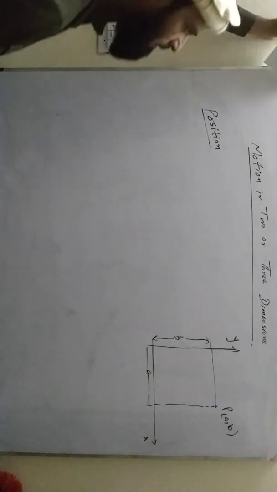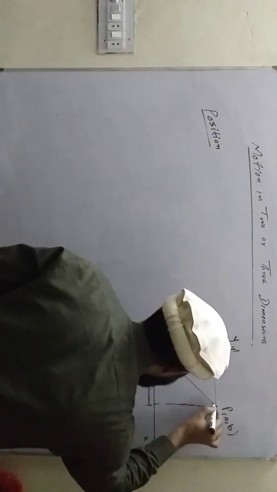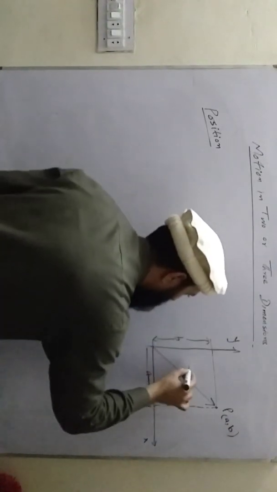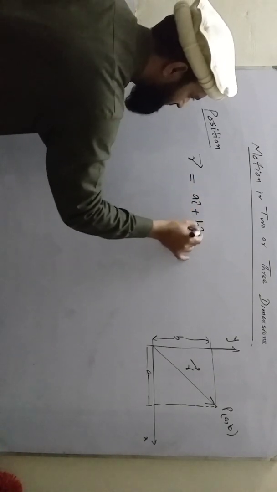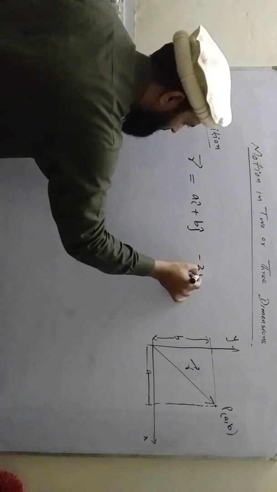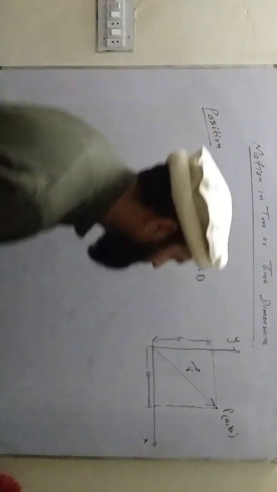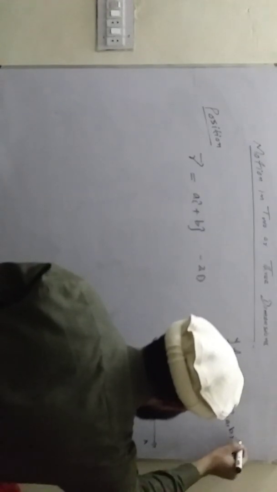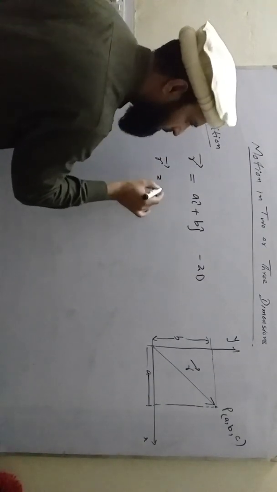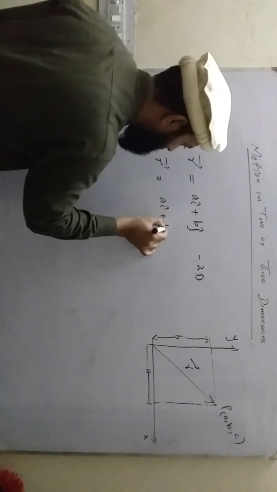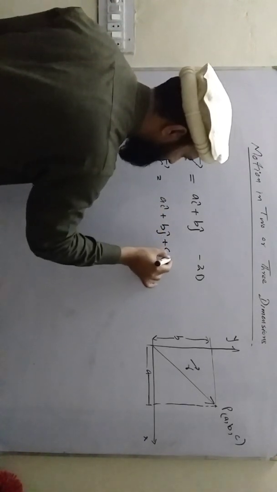It is represented by vector r. Position of a point can be written as ai plus bj in two dimensions, or if the point is taken in three dimensions, that is a, b and c, then vector r representing the position of point P is written as ai plus bj plus ck.